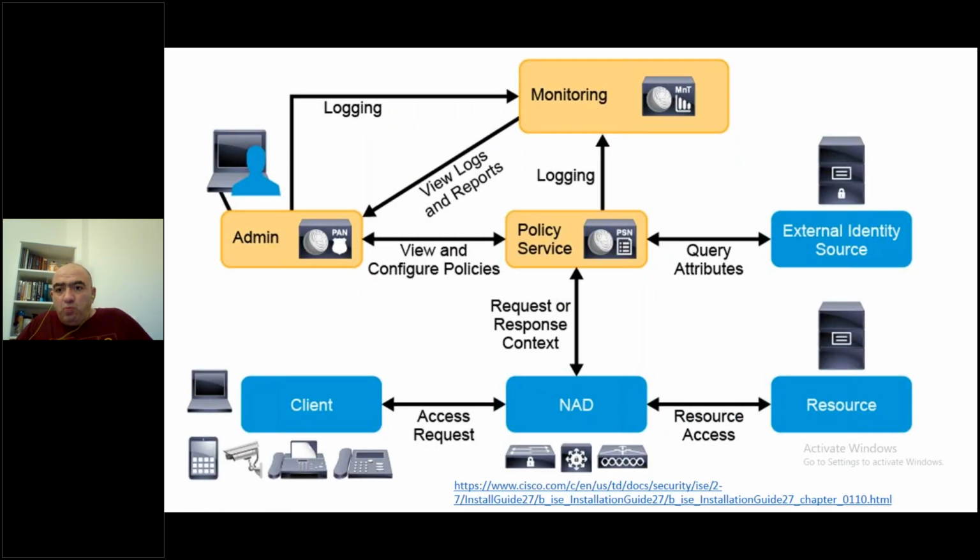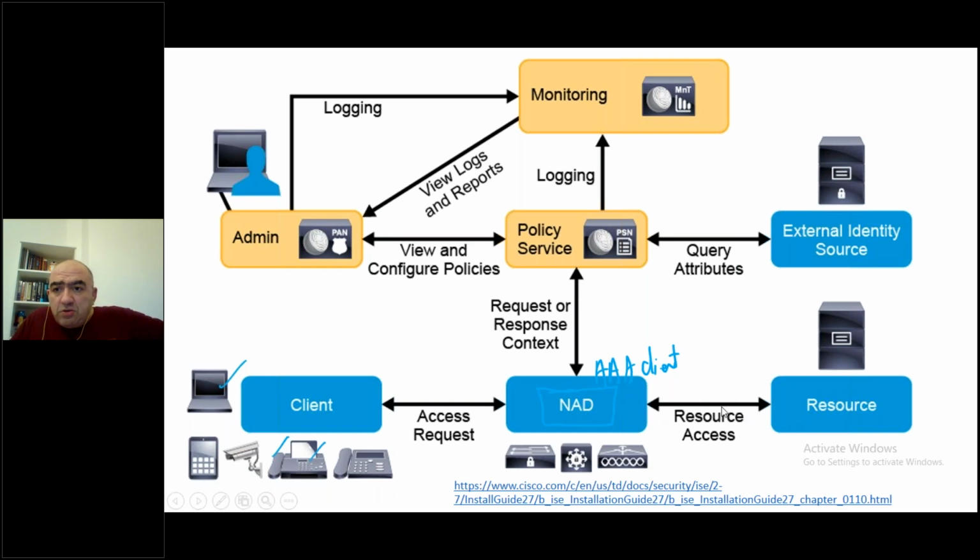So what's really happening in real life? My client, whatever, laptop, wired machine, wireless machine, will request access, and this access request will be sent to the network access device. Your network access device here is your AAA client. It may be your switch, maybe your wireless LAN controller, whatever. And you are requesting access to our resources.